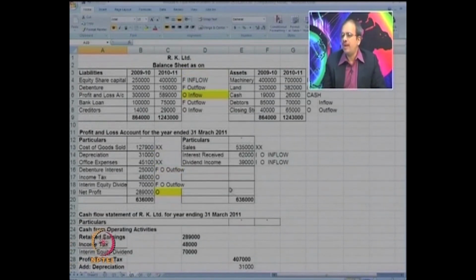Now we will have to go to balance sheet. If you look at balance sheet, on asset side, we have got two items, debtors and stock, and on liability side there is one item known as creditor. So these items need to be adjusted. So first let us start with debtors.